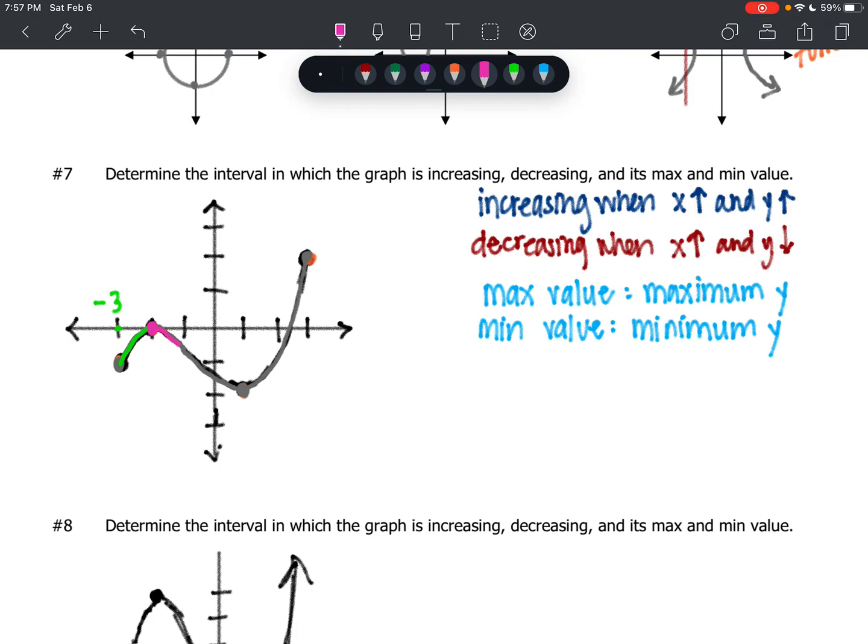And as x gets bigger, now y is going to, instead of continuing to increase, the y value is 0, it's getting smaller. It's going down to -2. That's a decreasing portion of the graph. And then we have a turning point because x is going to continue to increase, but this time y is going to start getting larger again.